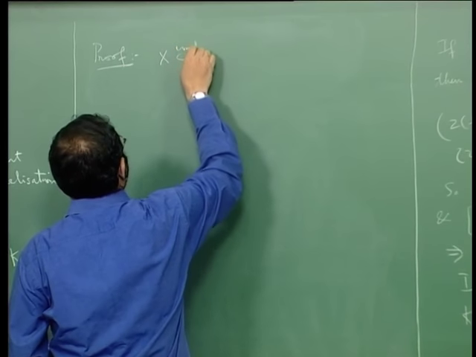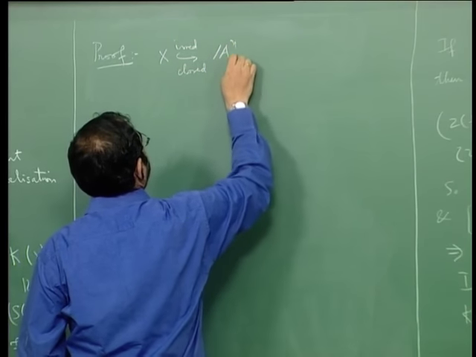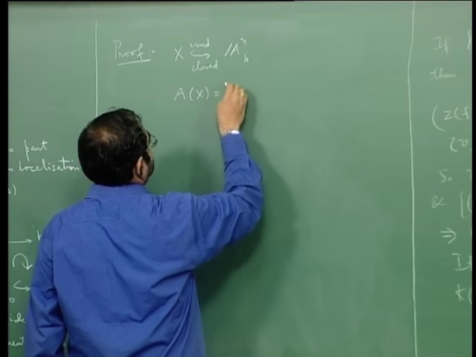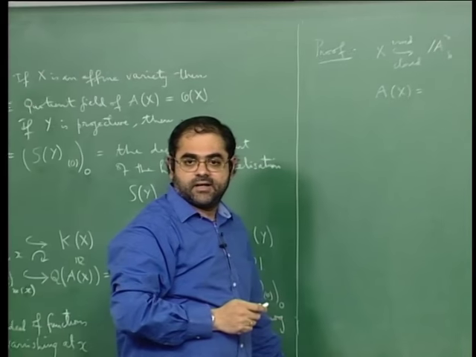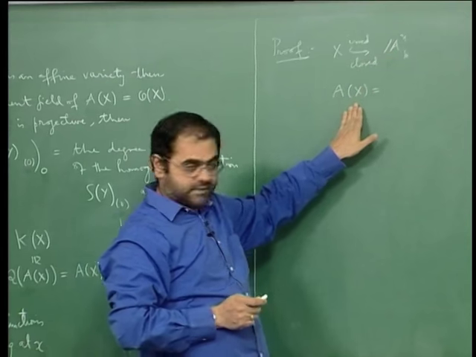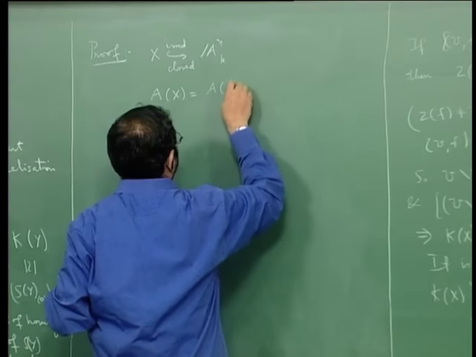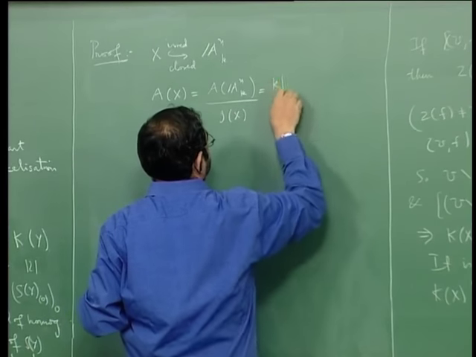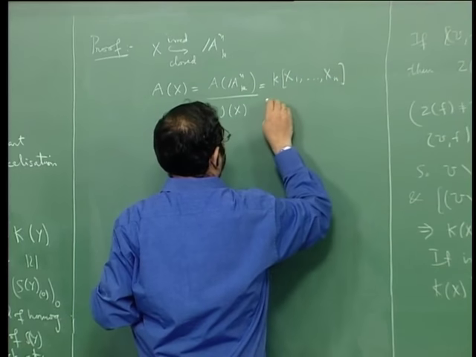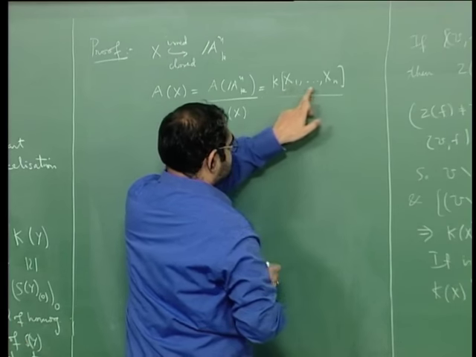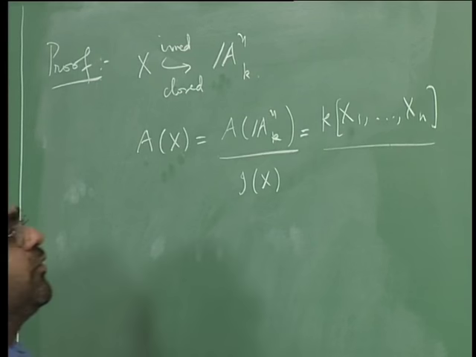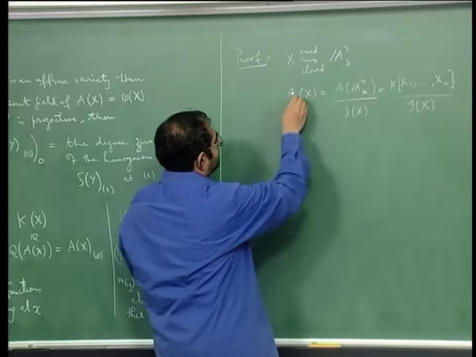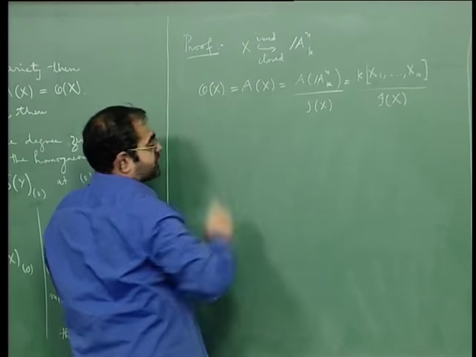X is irreducible closed in some A^n. By definition, the affine coordinate ring A(X) is the ring of polynomial functions on this affine space restricted to X. So this is by definition A(A^n) divided by the ideal of X, where A(A^n) can be identified as the ring of polynomials in n variables over k. These variables x_i are the n coordinate functions on the affine space. Here is your A(X). And by the way, since X is affine, this is the same as O(X). These two are one and the same.